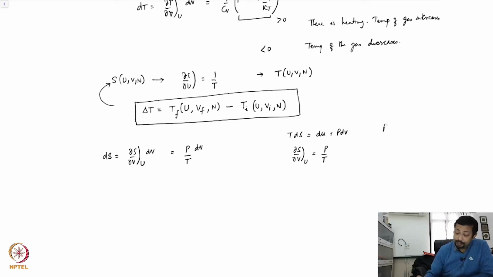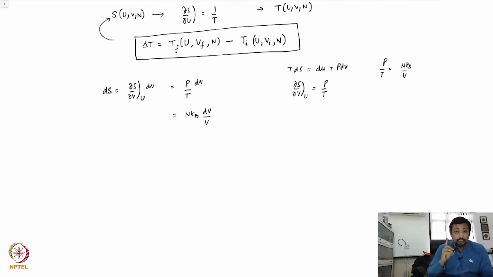But P by T from the equation of state is NKB divided by the volume. And you have NKB divided by the volume, so that you have dV by V. Hence, the change in entropy delta S in going from the initial state to the final state is given by NKB dV over V, Vi to Vf, which is NKB ln of Vf over Vi.